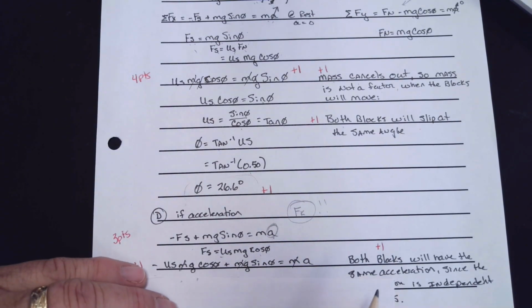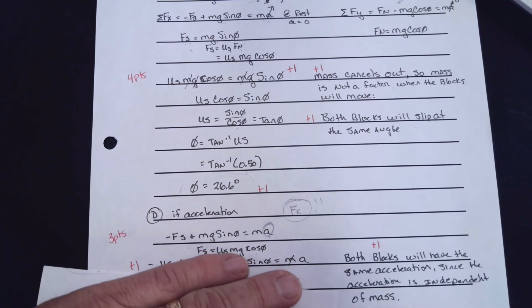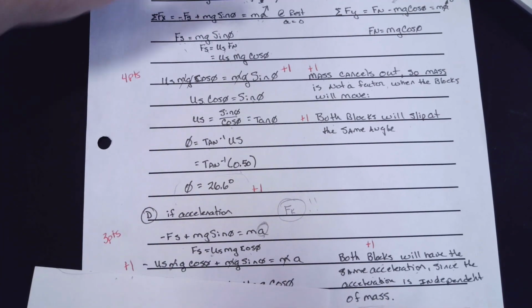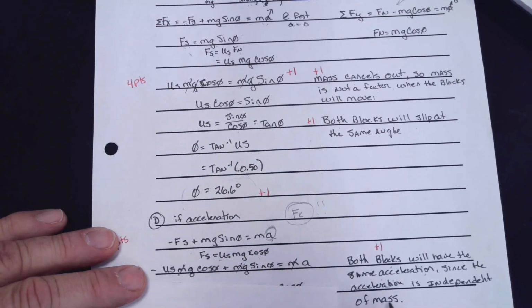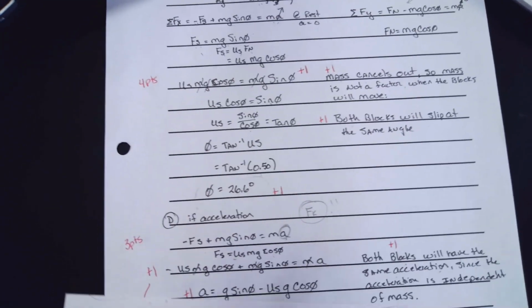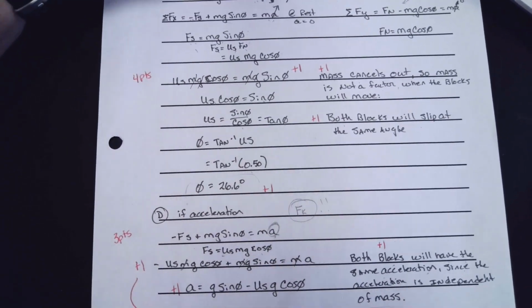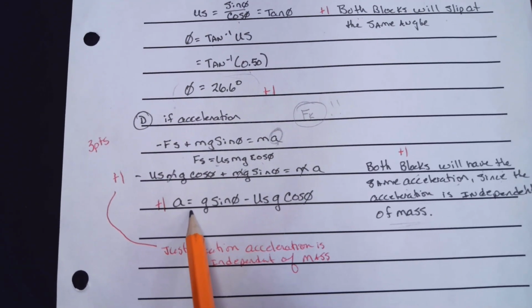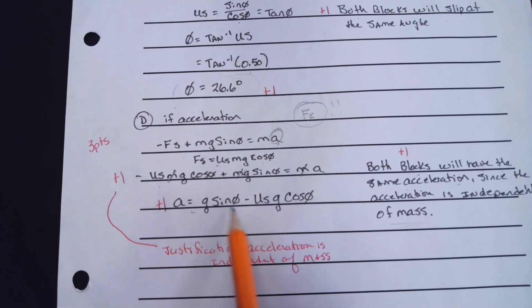That tells me again, as soon as I get rid of the masses, both blocks will have the same acceleration since the acceleration is independent of the mass. I just have to state that. That's what it means when I cancel those out. It means mass isn't a factor. Then I rewrote the equation for acceleration because that's what they wanted to know. And I used it here again to justify that's my acceleration.